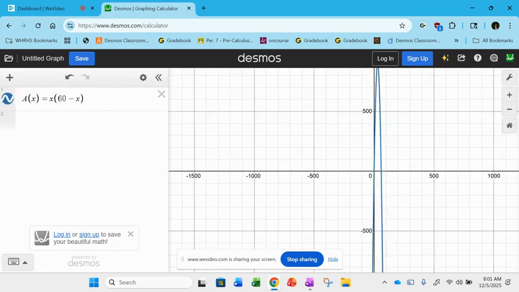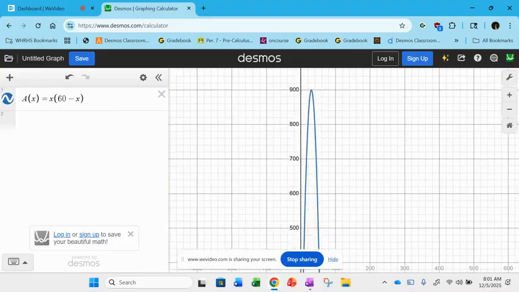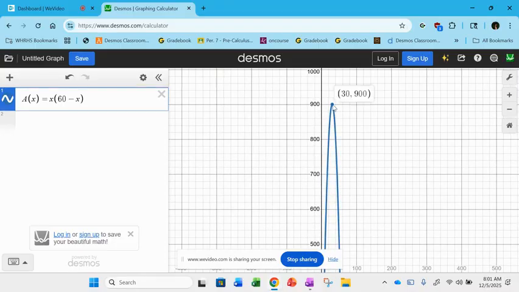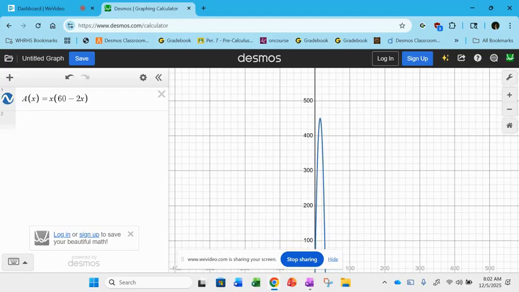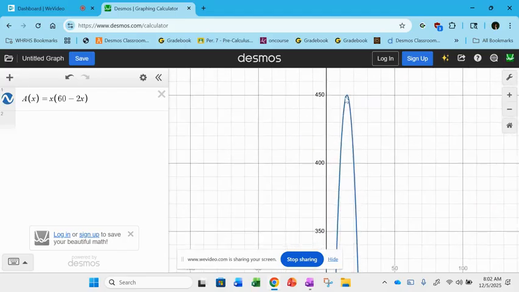So I'm going to zoom out to try to find where my vertex is. So I'm up here. I go to my vertex, and now my vertex point is 30, 900. Now I'm asking what is the... something went wrong here. So, I did something wrong. Yeah, there we go. Something was missing here. 2x, 60 minus 2x. There we go. That looks better. Dimensions didn't look right. Let's look here. All right, much better.